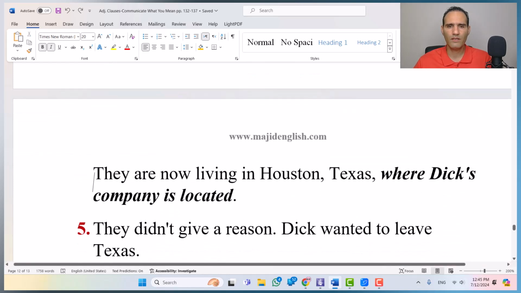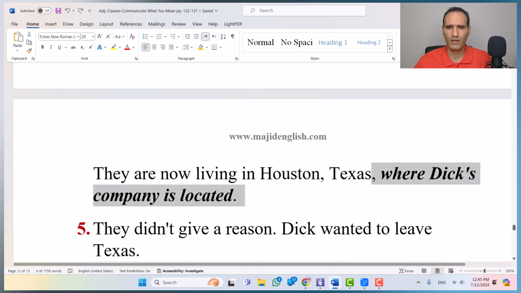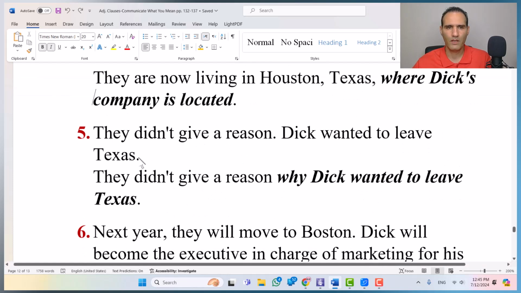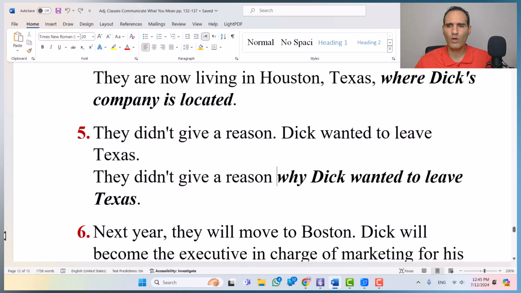They are now living in Houston, Texas, where Dick's company is located, and we omit there because where has come. Unnecessary. They didn't give a reason Dick wanted to leave Texas. They didn't give a reason why Dick wanted to leave Texas.